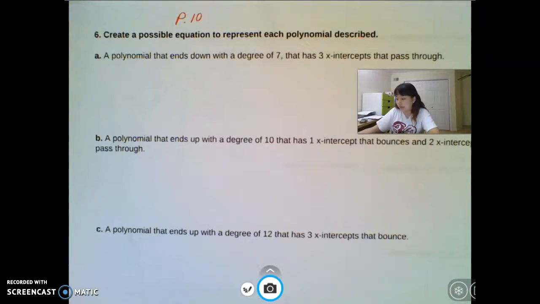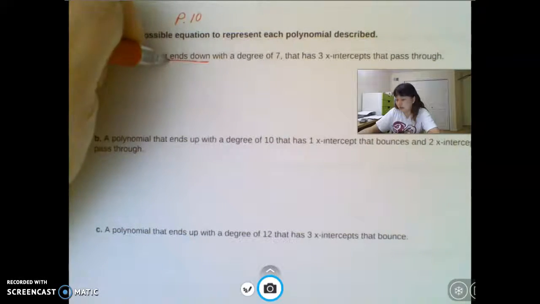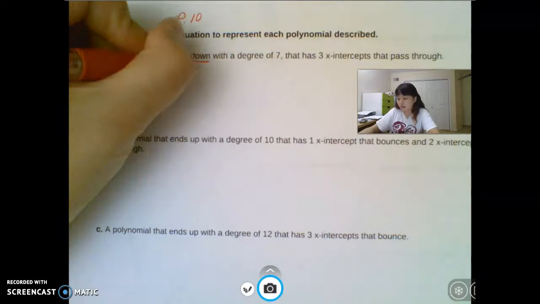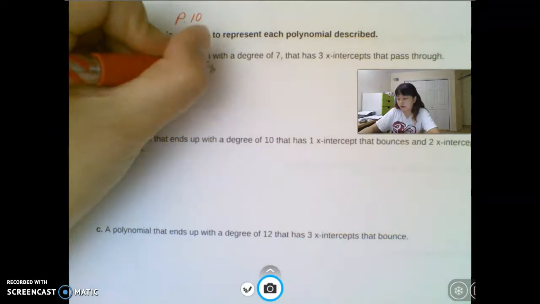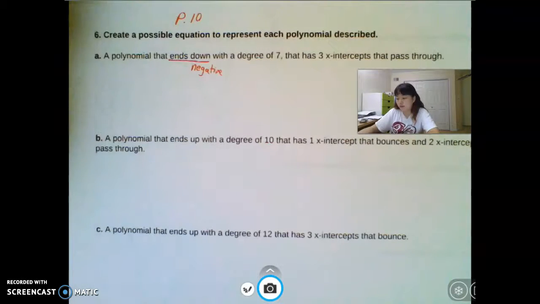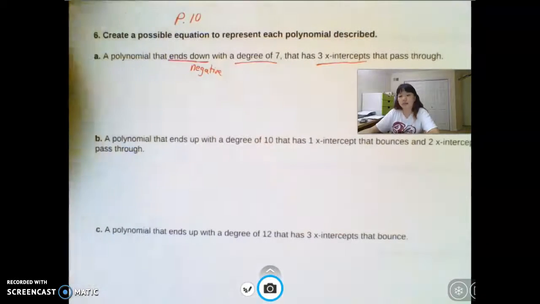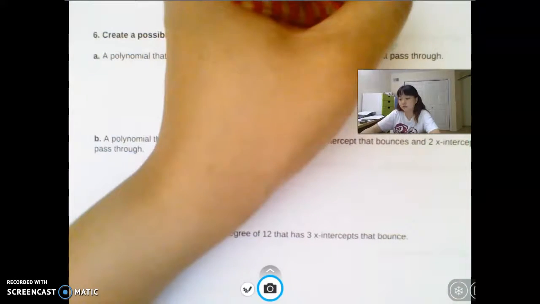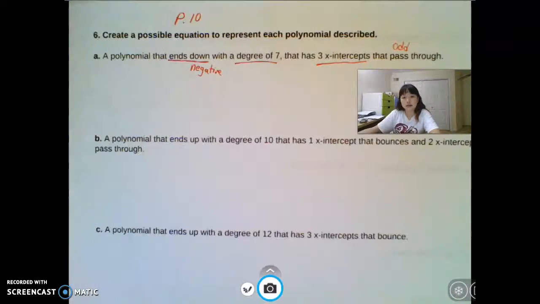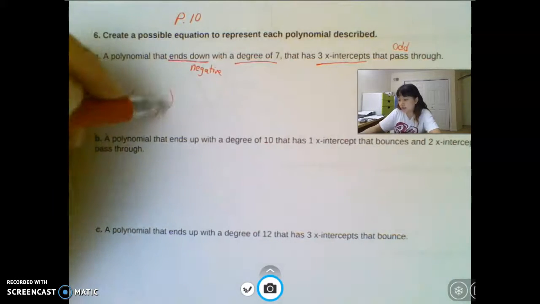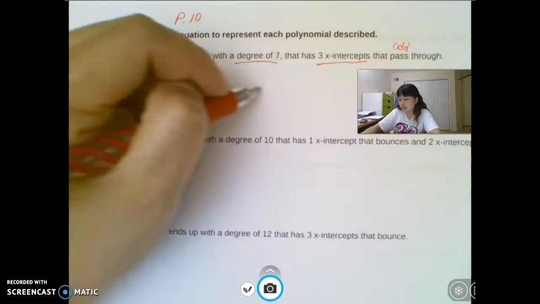A polynomial that ends down. So it is all about what happens at the end. It's down, it means it's going to be negative for the leading coefficient, with a degree of 7 and has 3 x-intercepts that pass through. So pass through, so it's got to be odds, right? So y equals 3 x-intercepts. So I would start with the x-intercepts.